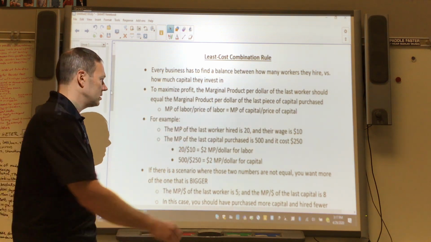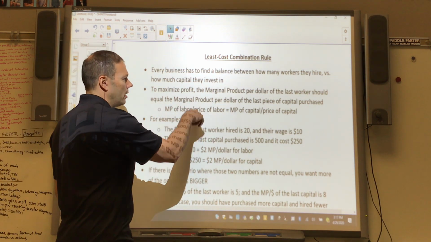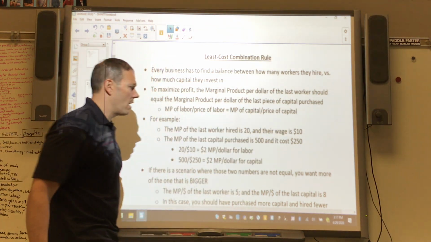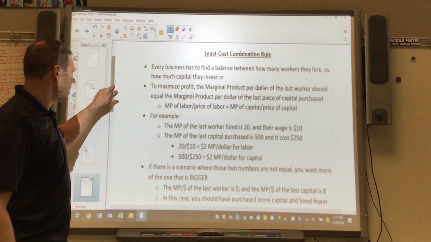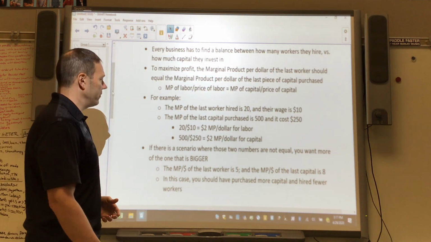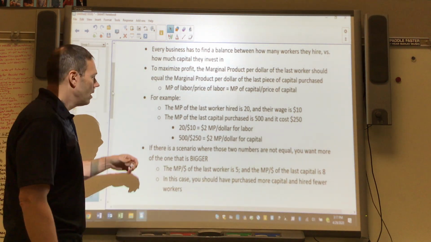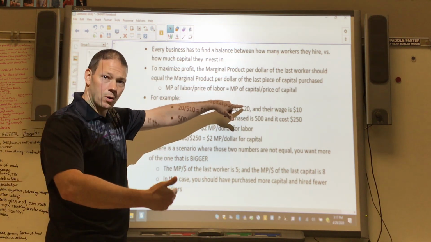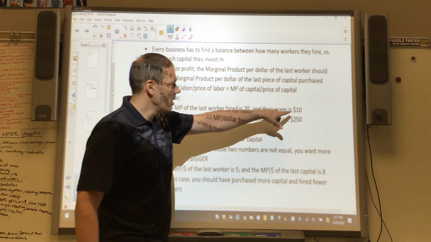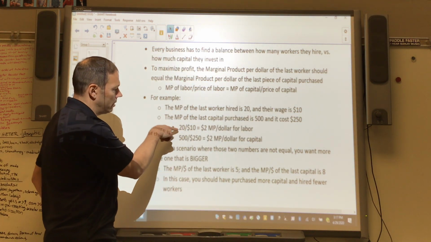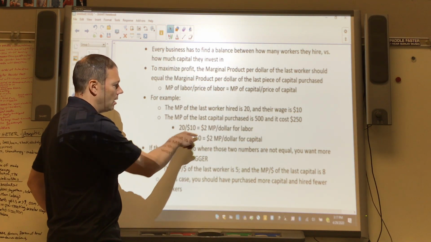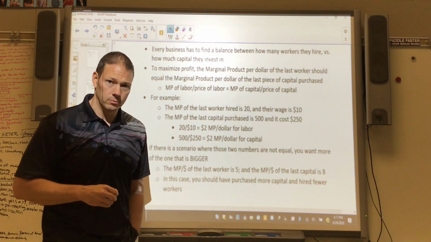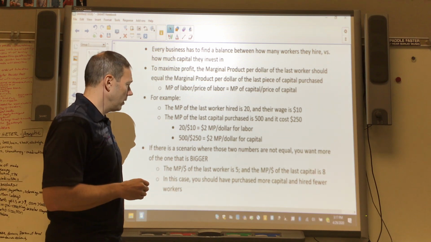So I kind of put it here as a summary. Marginal product of labor divided by the price of labor needs to equal the marginal product of capital divided by the price of capital. So an example of a company that's maximizing profits, they're hiring the right combination. The marginal product of the last worker is 20. So the last worker adds 20 units to your business. You pay them $10. If you look down here, so my formula, 20 divided by 10, and they're adding $2 in marginal product per dollar for labor.